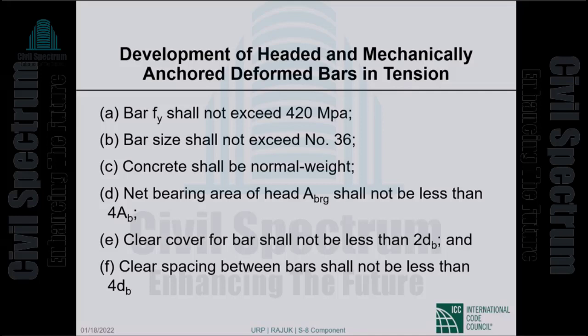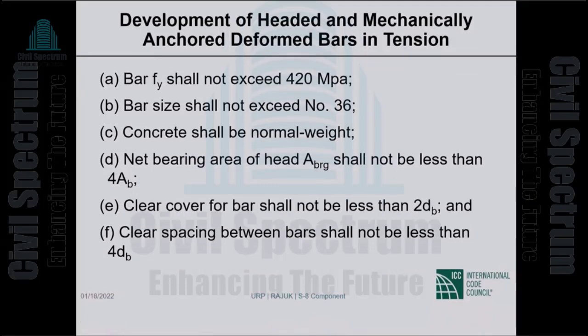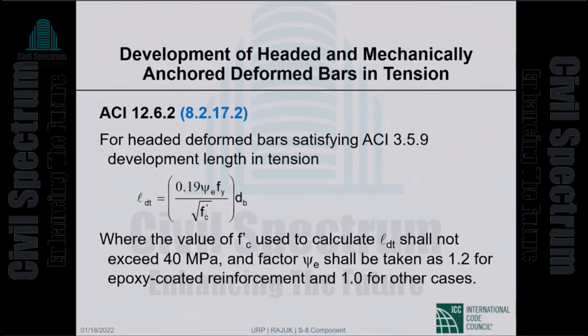Clear cover for bar shall not be less than 2 bar diameters, and clear spacing between bars shall not be less than 4 bar diameters. Clear spacing not less than. Okay, that has been relaxed in subsequent editions, but we are on ACI 318-08, so I don't want to take you into the future. Okay, so if all those conditions are satisfied, you can use headed bars for development or anchorage.